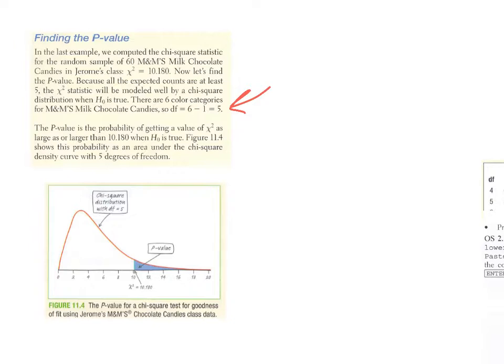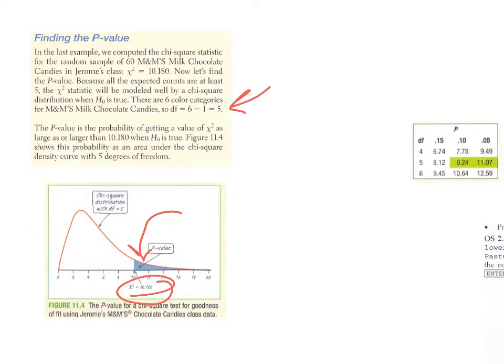A probability of getting a chi-square value as large or larger than 10.18, because that was our chi-square value, if the null hypothesis is true. So given that the null hypothesis is true, the distribution that Mars and company says, I'm looking for the probability of getting a value of 10.18 or larger when I run my chi-square test. So I'd be looking for the probability under this chi-square curve. And I can do that either using table C or using technology.